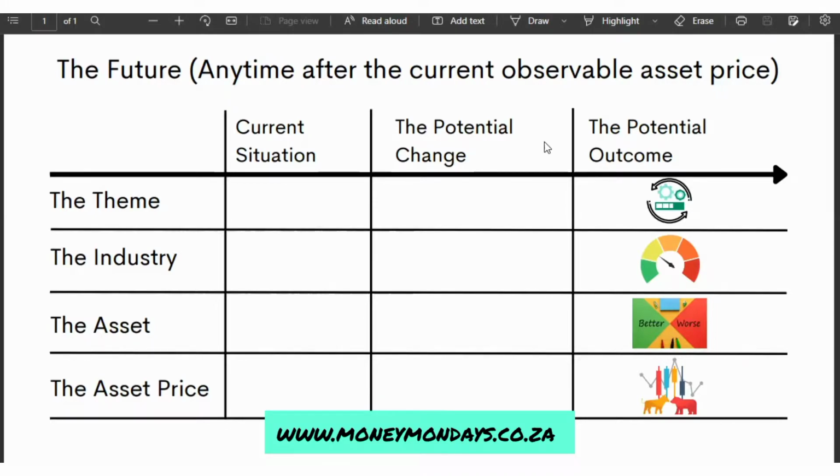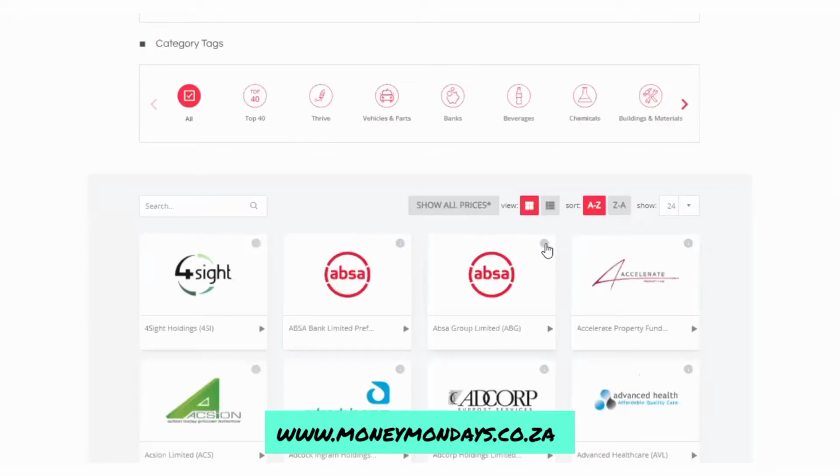There's a lot of aspects to it, but in simple terms, you get four things that you have to predict the future about. And I'll quickly define the future. We define the future as any time after the current observable asset price. So it's a nice technical sounding term, but basically what it means is any time after you've looked at the share, that is the future. So we just looked at APSA right now, 187 rands a share. Any moment from now, that is the future.